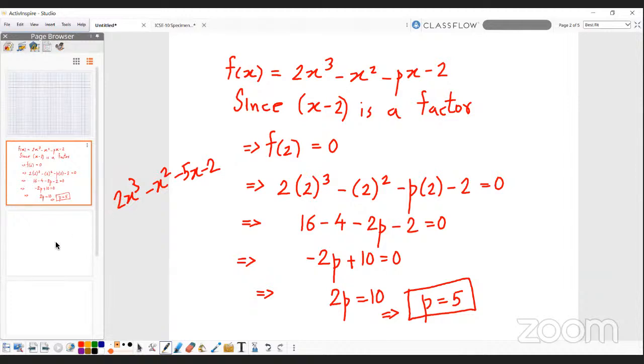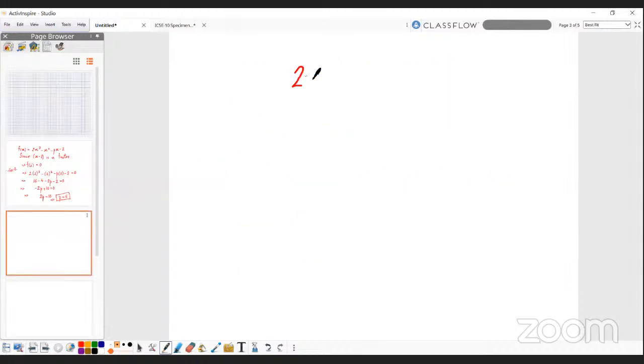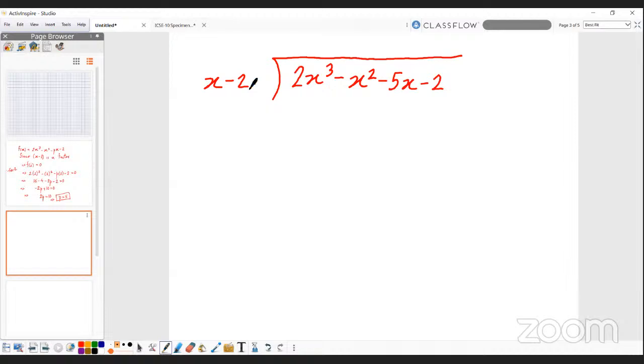And x minus 2 is a factor. So you will get 2x cube minus x square minus 5x minus 2. You can use the long division method. You can divide it with x minus 2. Okay. So did anyone get the expression? Has anyone completed the long division method? Aman, what about you? Did you get the answer for this?